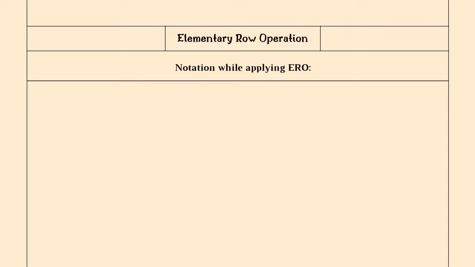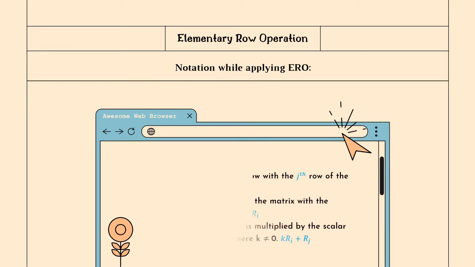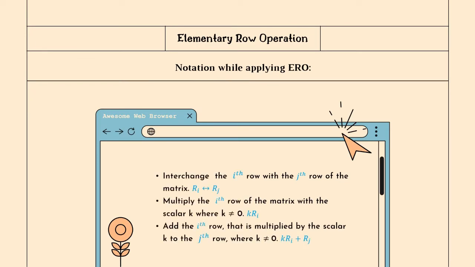There are a few things that can be used in ERO. One of them is to interchange the ith row with the jth row of the matrix. Second, multiply the ith row of the matrix with a scalar k, or the constant k, where k cannot be equal to 0. And the third one is adding the ith row that is multiplied by a scalar k, constant k, to the jth row, where k also cannot be equal to 0.